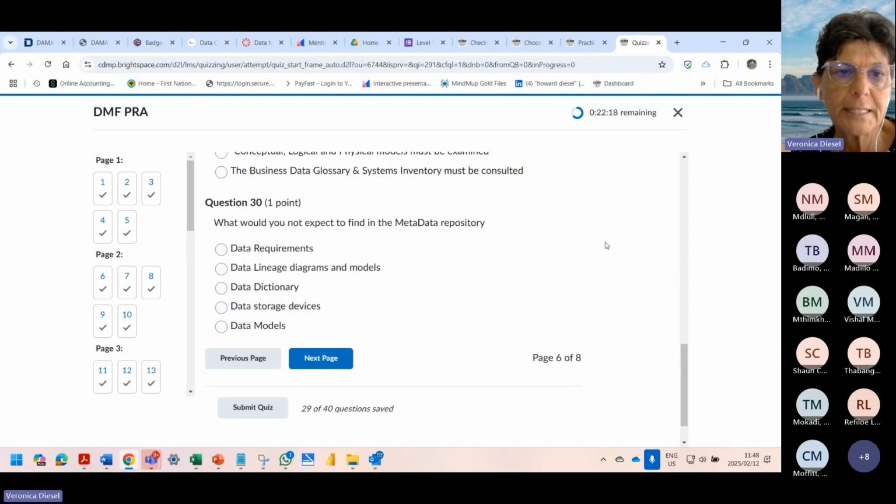What would you not expect to find in the metadata repository? Requirements, we might. Lineage diagrams, models, we would. Data model, dictionary. Storage device. Yes, storage. Trick question. Next page.